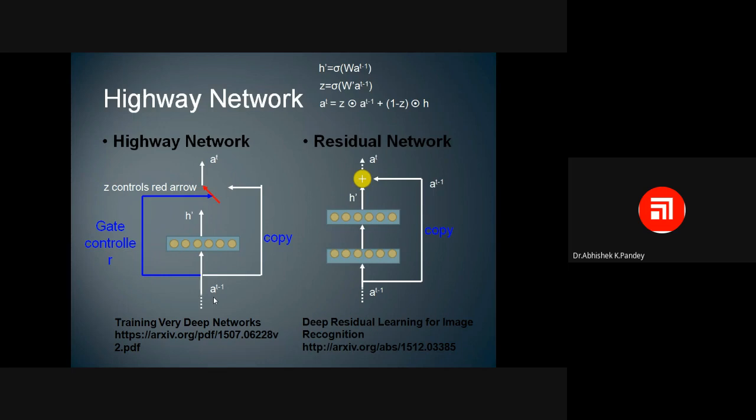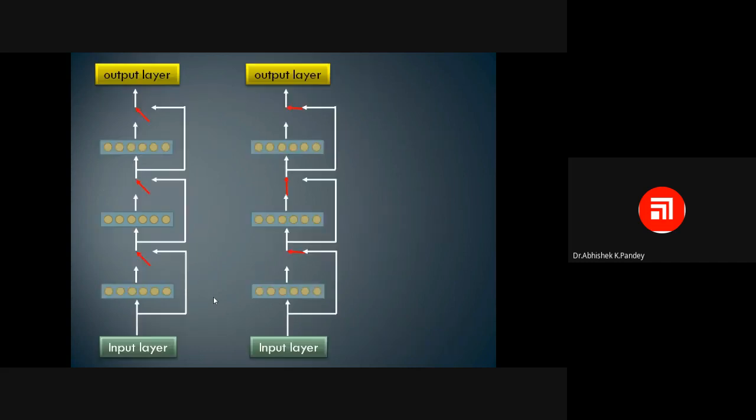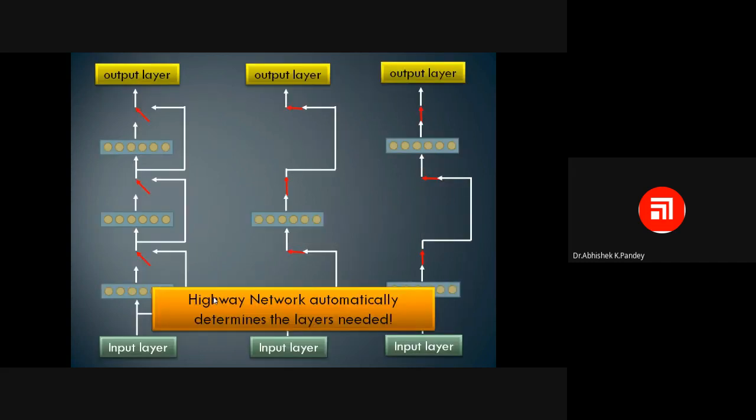And what it is doing, it is used in deep learning basically. Fine, because very large architectures can be successfully trained, as you can see over here. Not one, not two, not three, more than that. So the highway network automatically determines the layers needed. Fine. So in this particular slide, you will discover how to develop an LSTM network in Python.